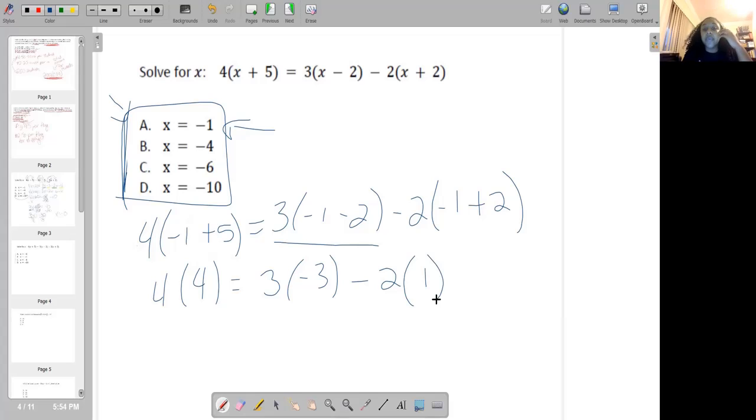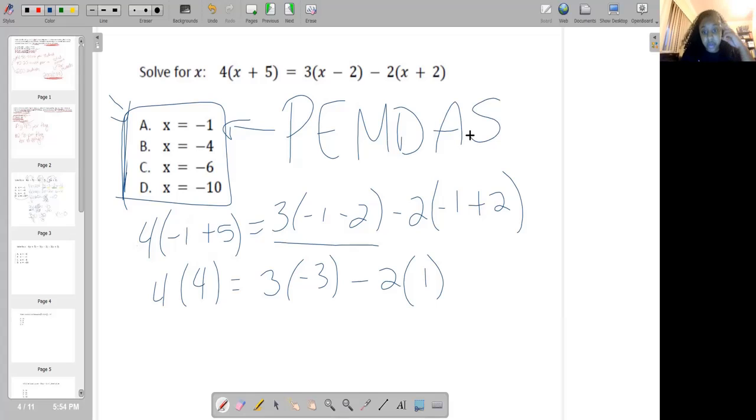So now remember, order of operations, PEMDAS: parentheses, exponents, multiplication and division, whichever comes first, and then addition and subtraction, whichever comes first. So I need to multiply everything before I can do the subtraction right here. So 4 times 4 is 16, which is equal to 3 times negative 3, which is negative 9. And then negative 2 times 1 is negative 2. Now 16 is equal to negative 9 minus 2, which is negative 11. But that is not true, as we know, because the answer is D. So that's how I know I can move on to negative 4.